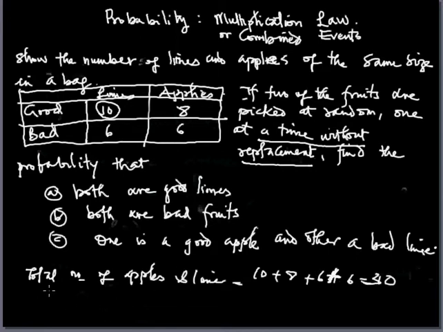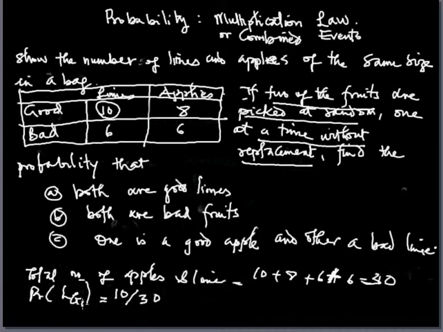Now, we want to find the probability that both are good limes. You're told that the two fruits are chosen at random, and it's not being replaced back. So what you need to do is write the probability of a good lime. What's the total number of good limes? We have 10. What's the total number of outcomes? We have 30.